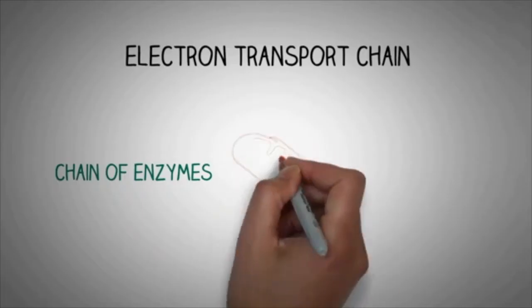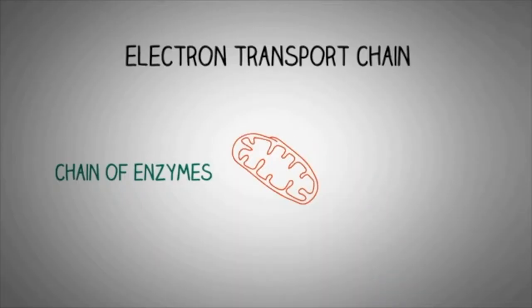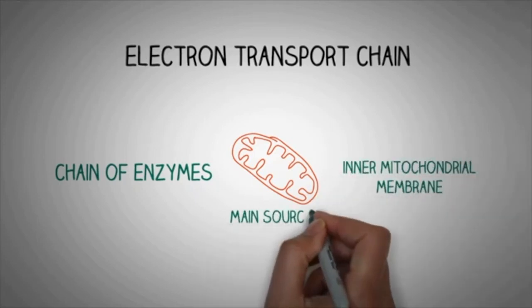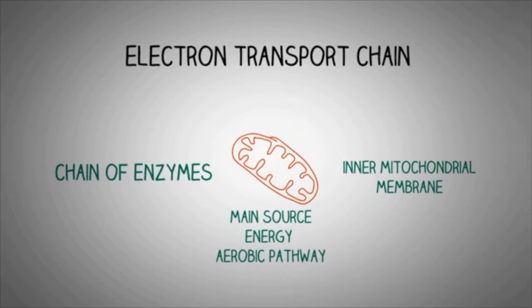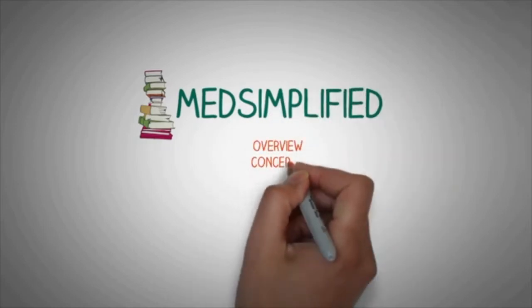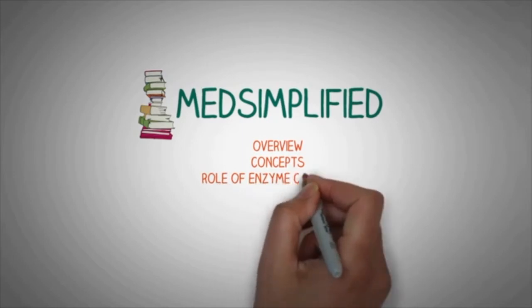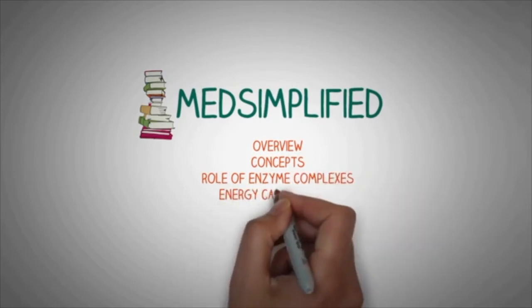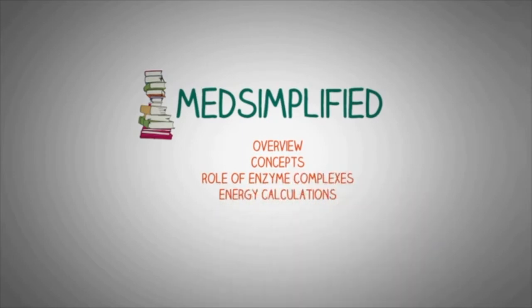The electron transport chain is a set of enzymes which is located on the inner mitochondrial membrane, and it is the main source of energy in the aerobic pathway of energy generation. Hello guys, and welcome to Math Simplified. In this video we will study the overview, the concepts, the role of various enzyme complexes, and energy calculations in the electron transport chain.